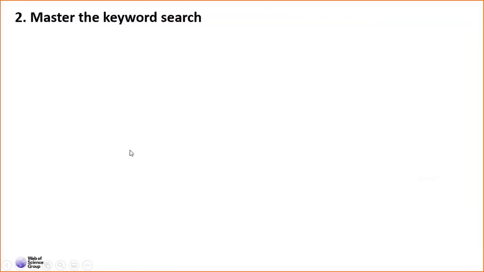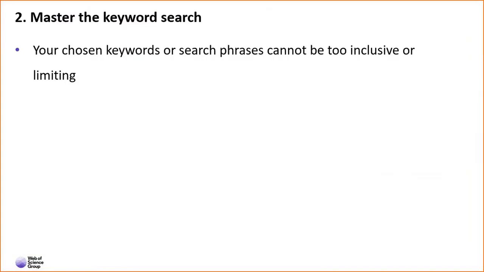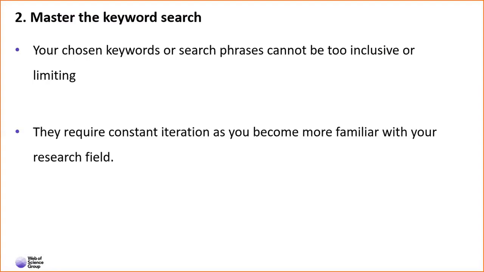For the keyword search, when I say master the keyword search, the keywords shouldn't be too inclusive, all right? That's what I say when researchers give me keywords which are basically the whole field. But you don't want to be too limiting as well, because you might miss some important and critical or relevant literature.